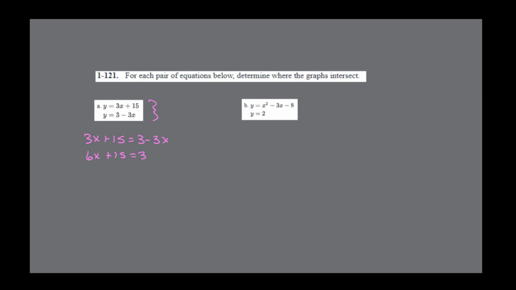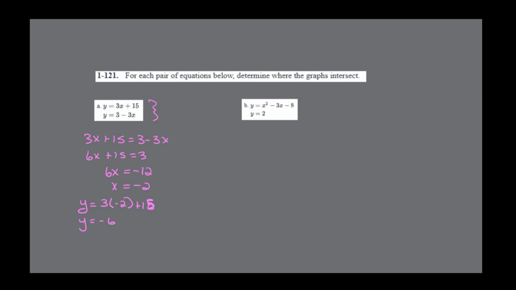Then I'm going to subtract 15. And then I'm going to divide by 6. So that means my x value is -2, and I can plug it into either equation to figure out what the y value is. So y equals 3 times -2 plus 15. Y equals -6. Oops, that's a 15.